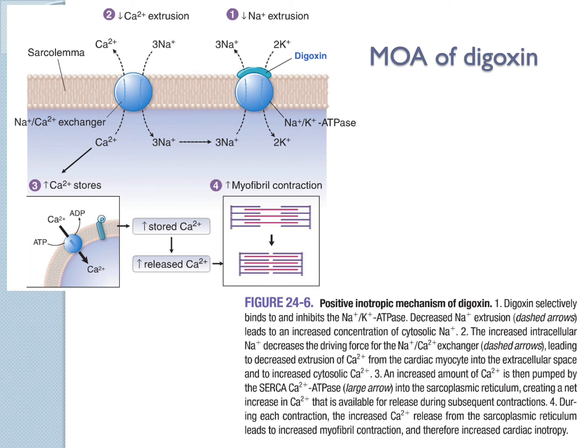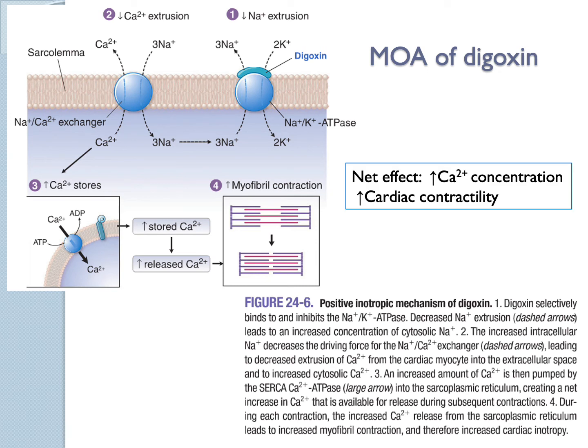So more calcium remains in the store, available to be used within the cardiac myocyte cells, which then causes an increase in myofibril contraction. The net effect we want is an increase in calcium concentration and increased contractility. Therefore, the heart can pump better.